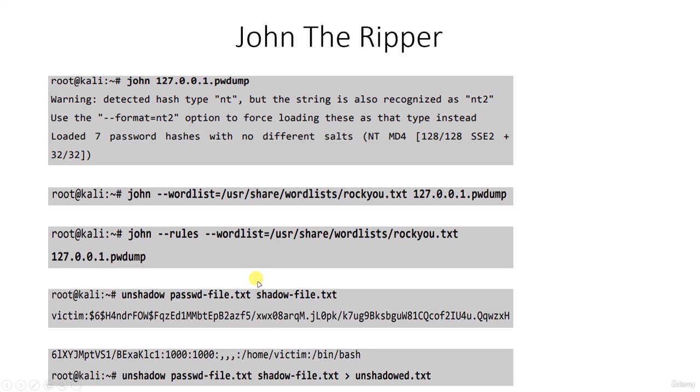So we can take the unshadow file and pass it to John the Ripper as we normally would, and normally it would crack the password hash. So now this will load up.